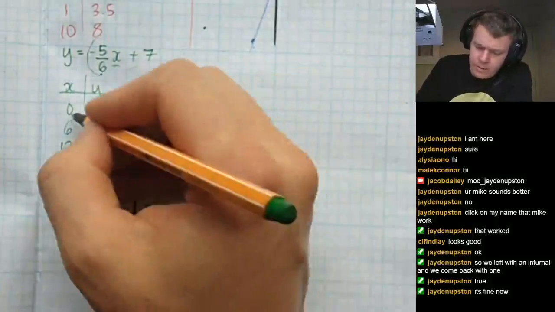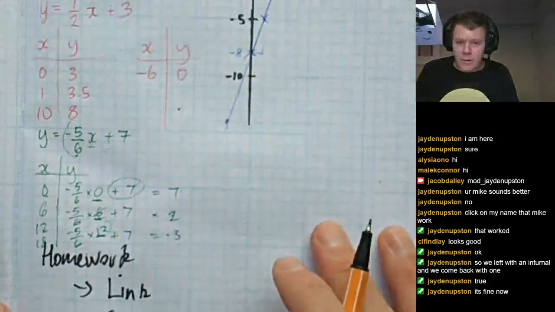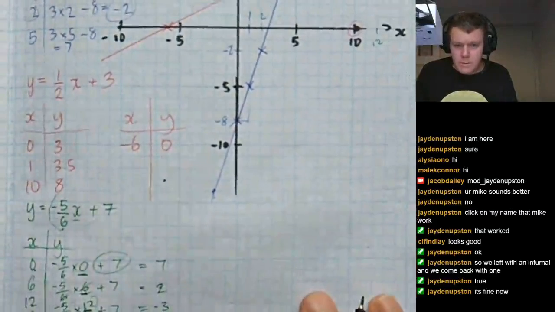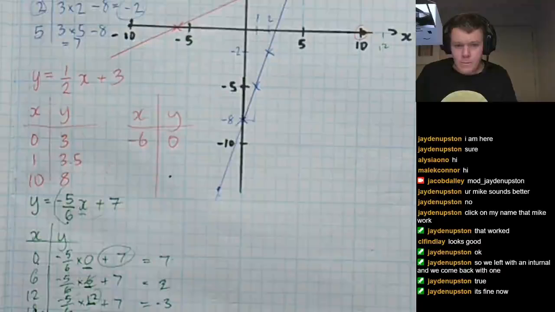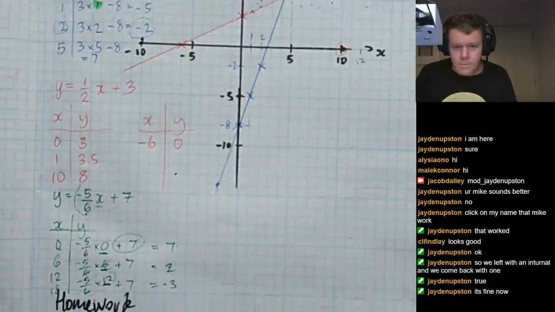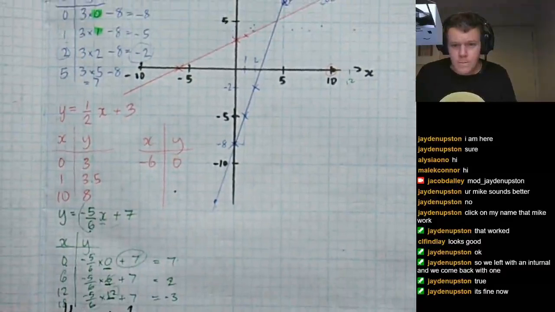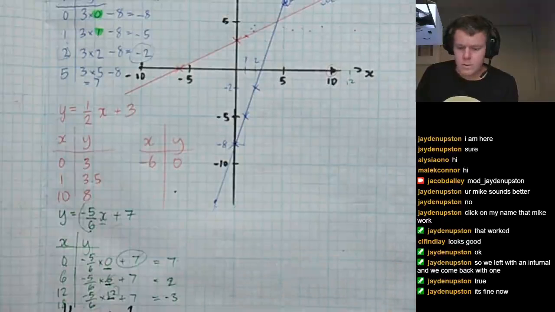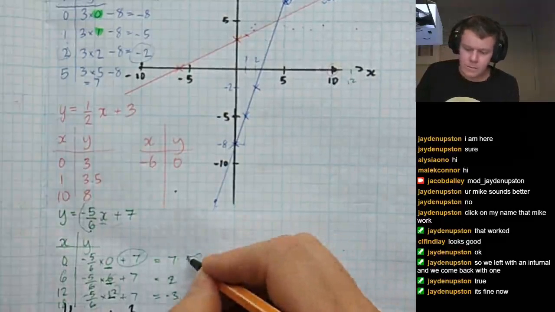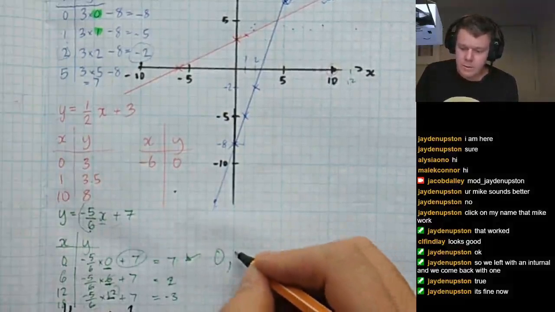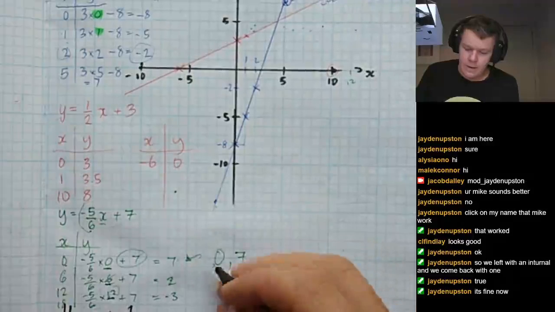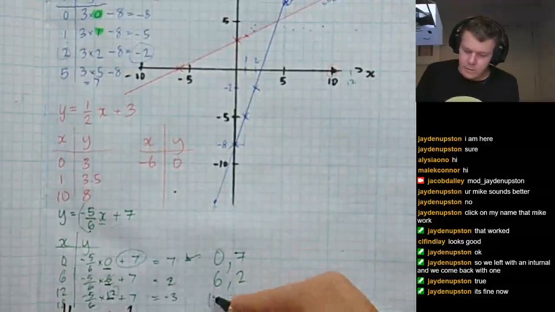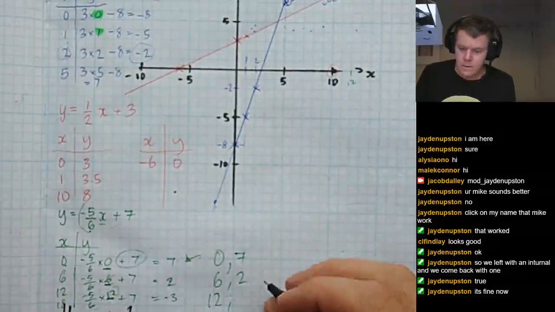So we've got 0, I'm going to plot these points now. See if I can get all this on one page. Might have to zoom out a bit. Okay, I might just draw this. So from the first one, we got 0, 7. And the next one, we got 6, 2. And then we got 12, -3.